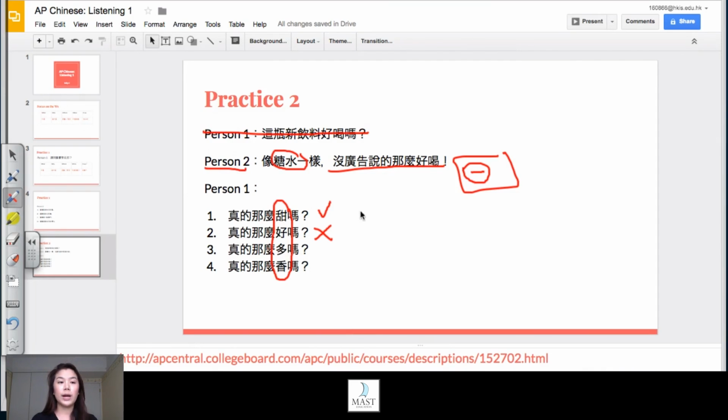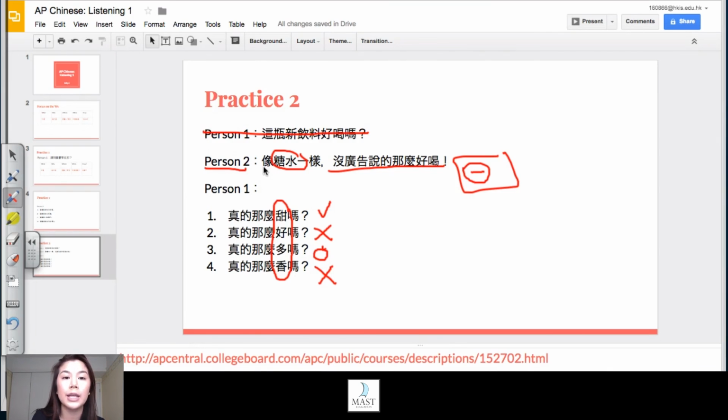真的那么多吗? Is it too much? Well, too much can be a good thing and it can be a bad thing as well. You don't know, so just put a little circle next to it. 真的那么香吗? Does it smell that good? Smelling good is a good thing. You're trying to find a negative thing, so you would cross that out again. So now what you're left with is 1 and 3. So even if you don't understand this part, you have a 50-50 chance of getting the actual answer. And this is what you need to do for a lot of questions. There's no way you'll understand all the vocab. So just try your best to cross out the ones that do not make sense to you.